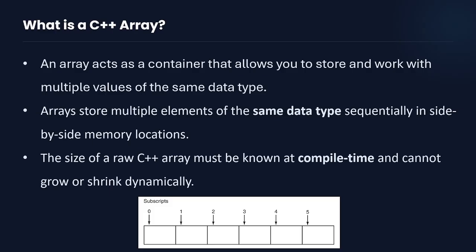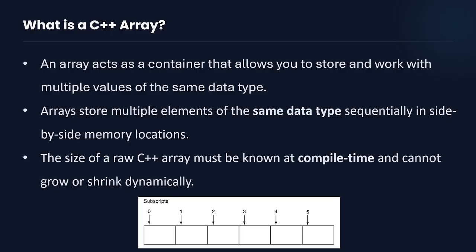Alright, so what are arrays in C++? Our first point says an array acts as a container that allows you to store and work with multiple values of the same data type. Instead of creating one variable that is going to store one item, an array can help you store multiple items of the same data type. And the best thing about arrays is that they are saved in memory in a particular pattern.